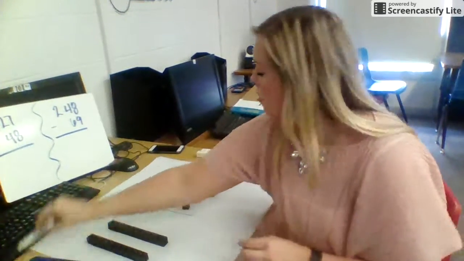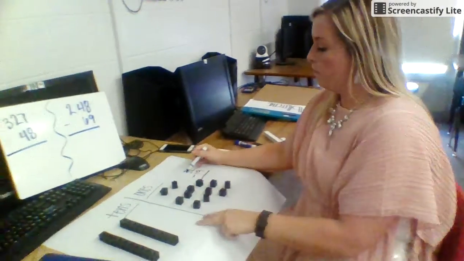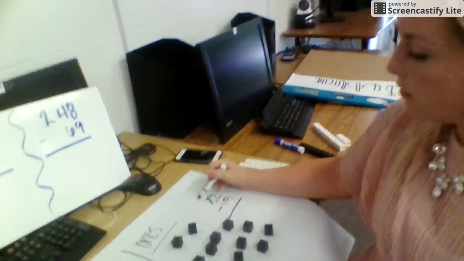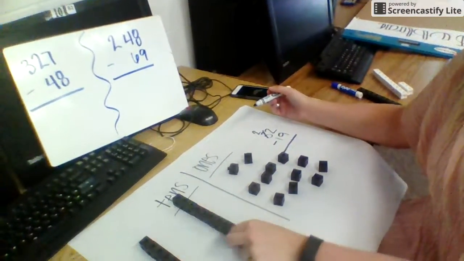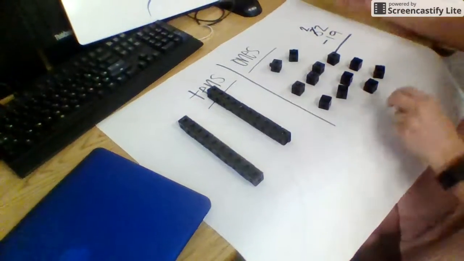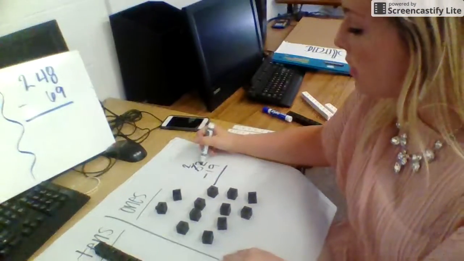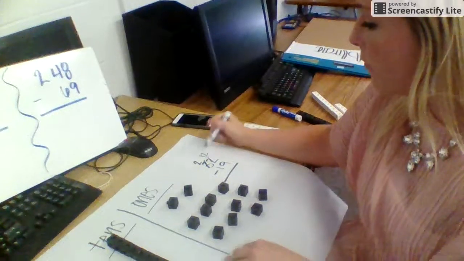So you took away from the tens. So right now we only have 2 tens left. If Miss Noonan showed them all. There we go. And we added 10 over here. So instead of a 2 right now, we now have 12.